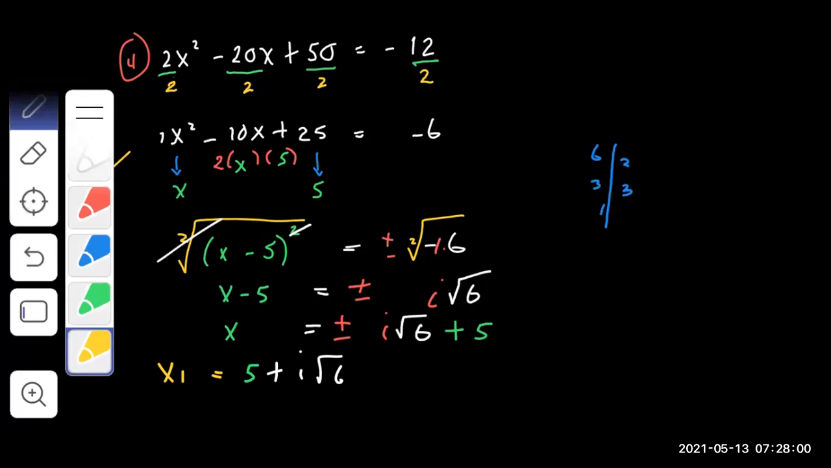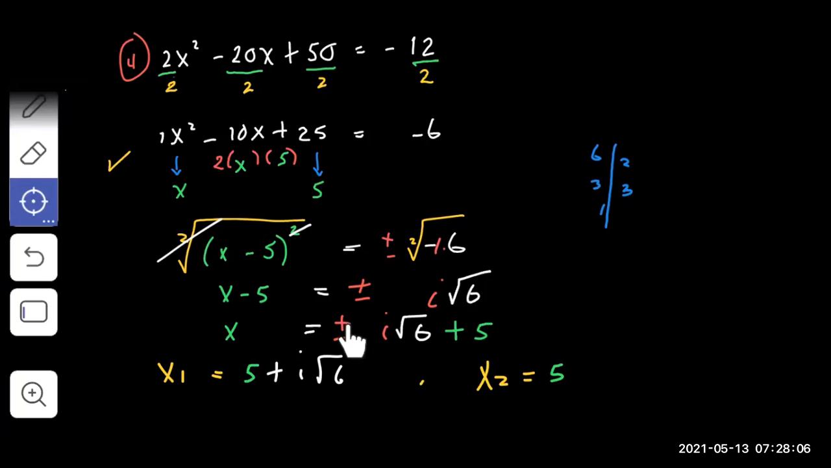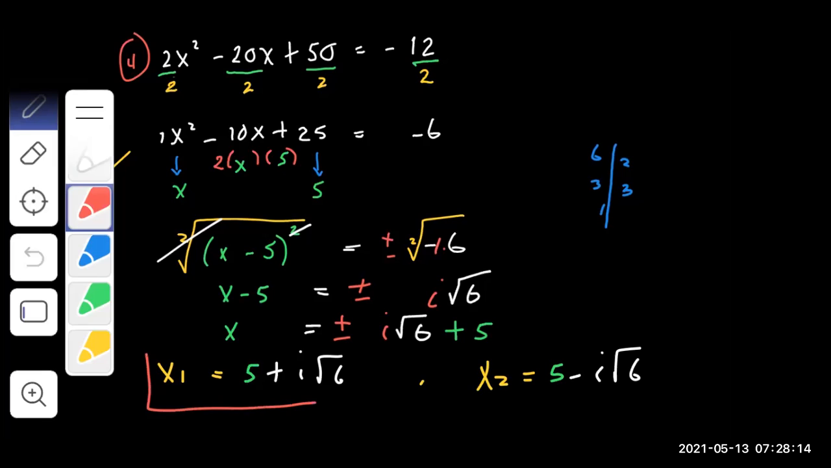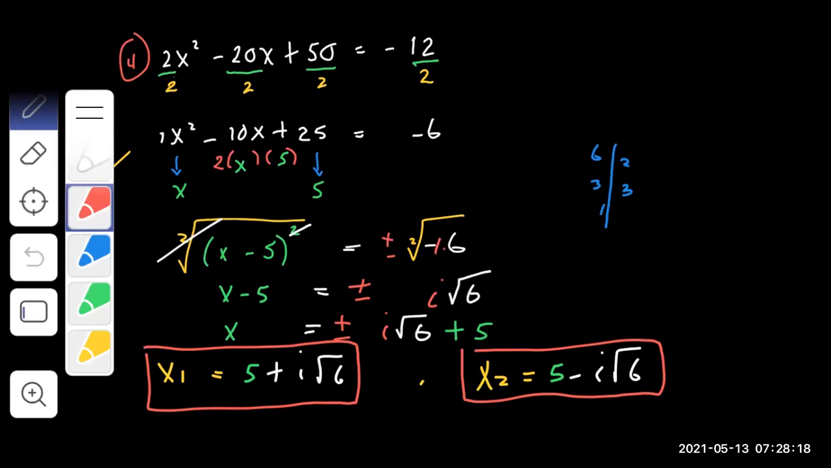And the solution 2, guys, is going to be solution 2. It's going to be 5 at the beginning. And I have already taken the positive here. Now we're going to take the negative: the negative I, the square root of 6. And these are my solutions, guys. Okay, complex solutions. So this is a new case, guys. This is how we solve.